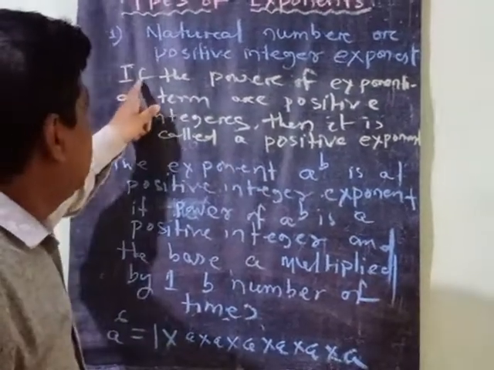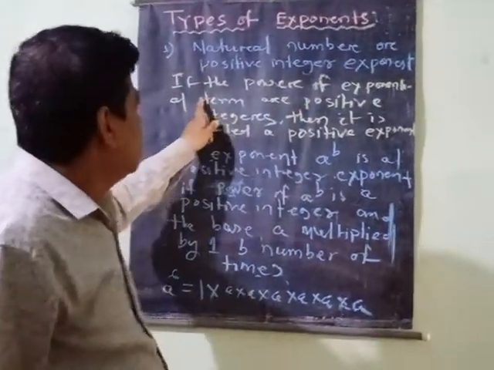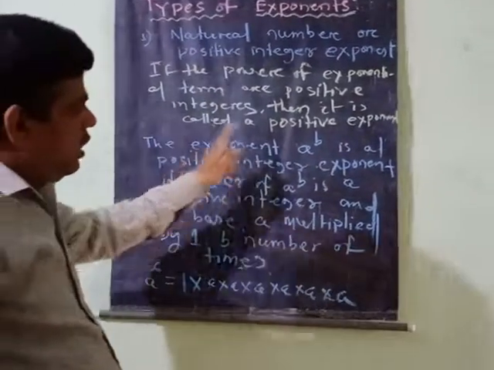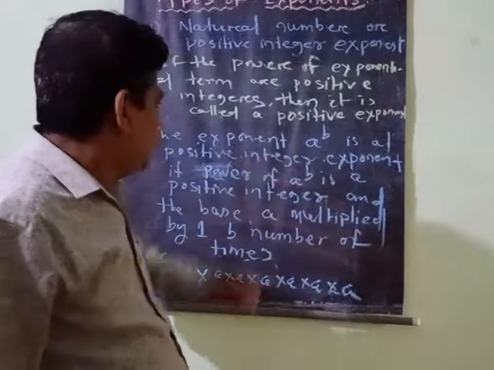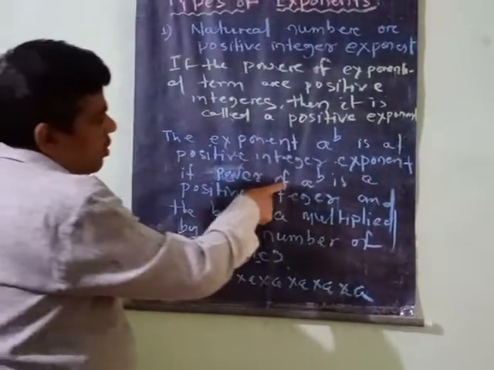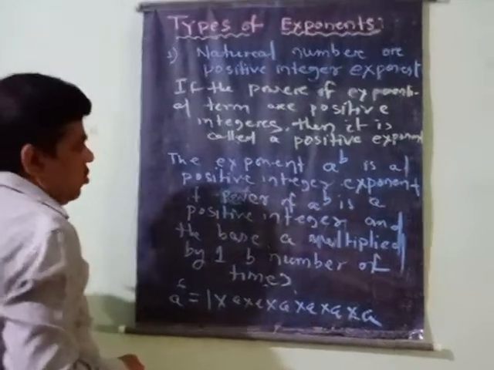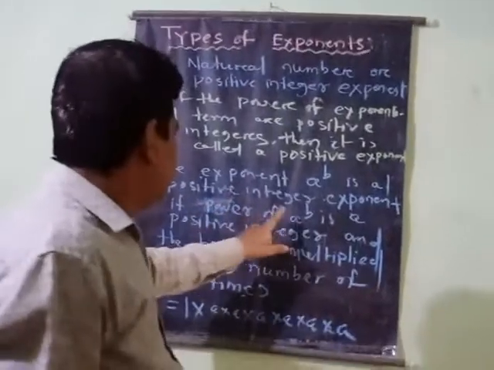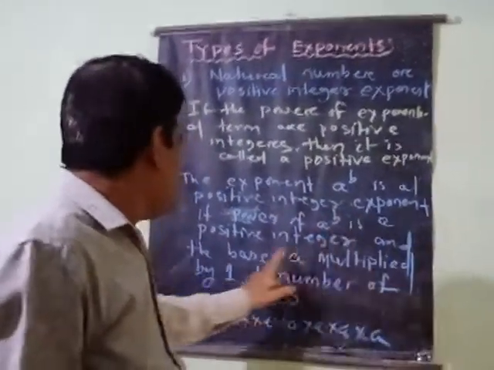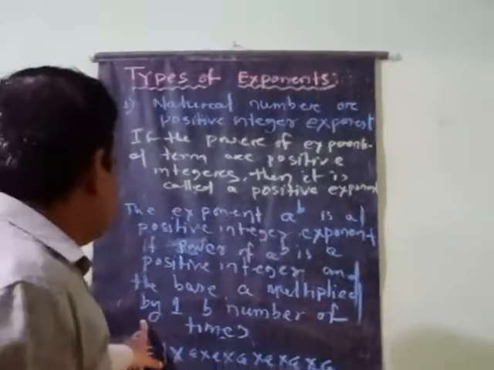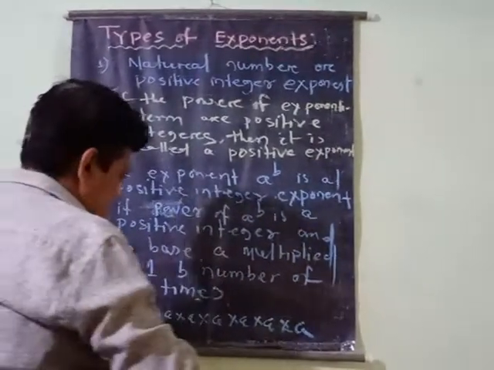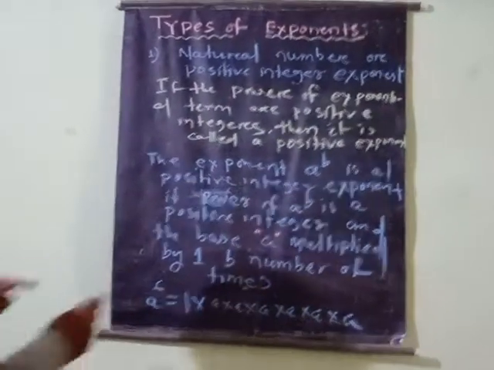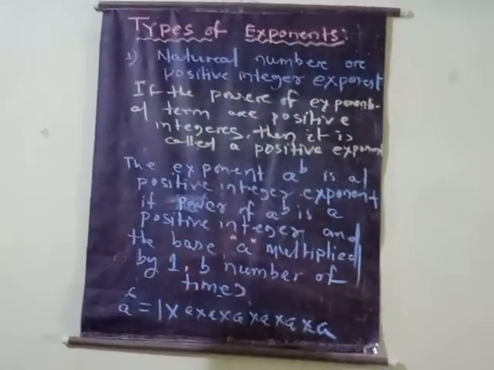Let me repeat. If the power of the exponential term is a positive integer, then the exponent is called a positive exponent. The exponent a to the power b, where b is a positive integer, is a positive integer exponent. The power b is a positive integer, and the base a is multiplied by 1, b number of times.